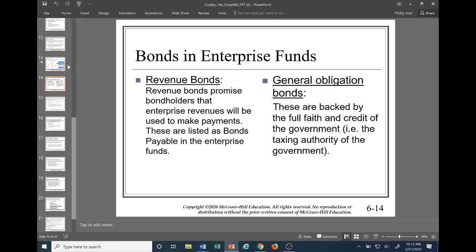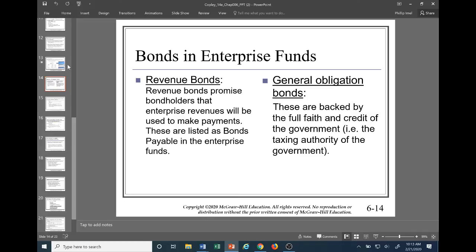So now let's talk about some bonds and enterprise funds. We all know what a bond is, right? We issue bonds when we want to raise capital for our government. Bonds are a debt instrument, and stocks are an equity instrument. Those are two different things, but here we're dealing with bonds, a debt instrument. There are two types of bonds: revenue bonds and general obligation bonds.